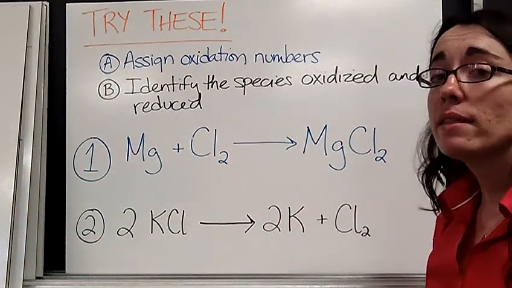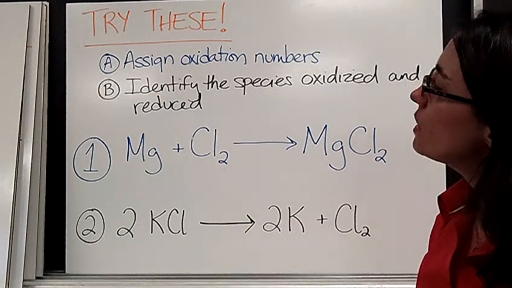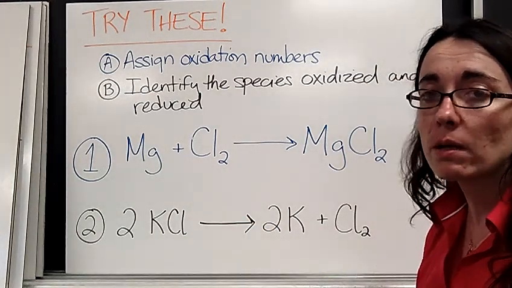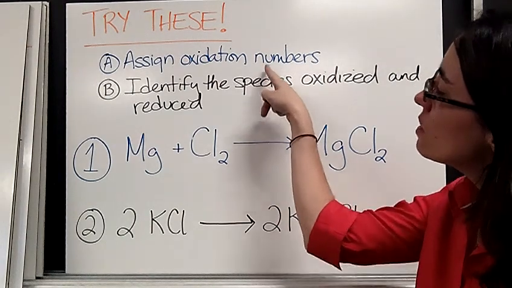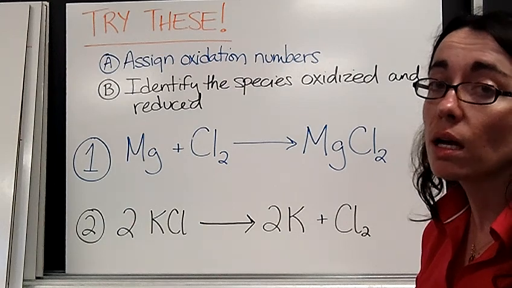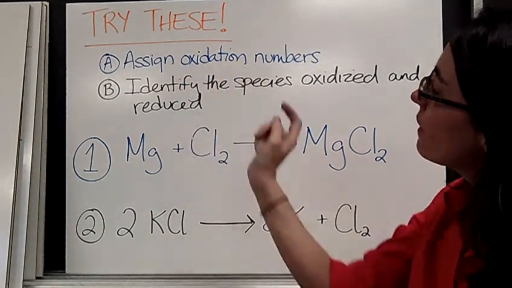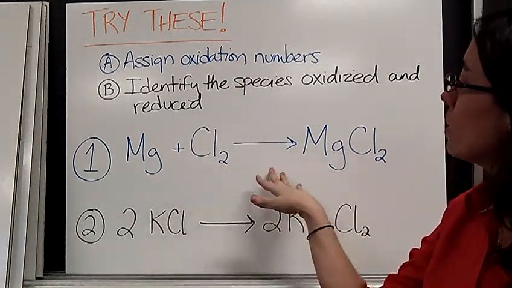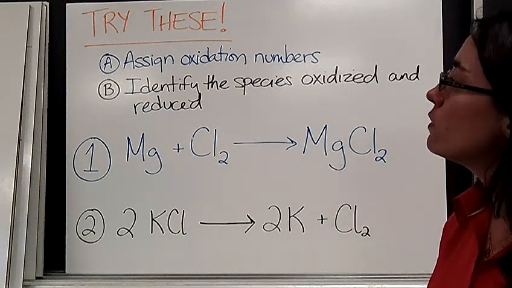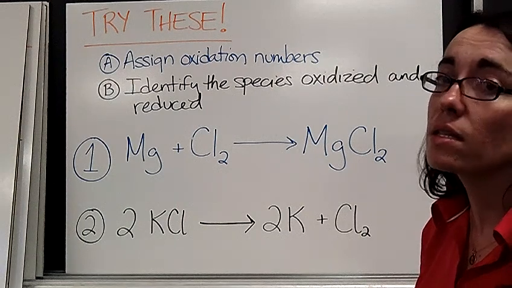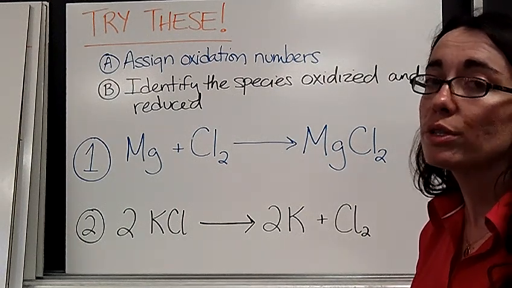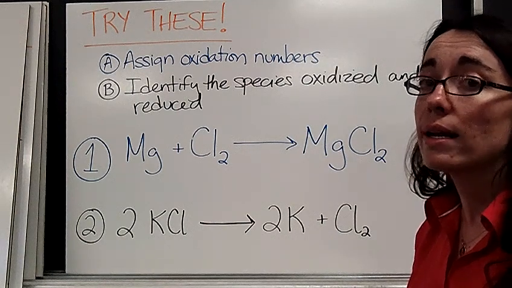All right, I think you're ready to try a couple. I would like you to copy down both of these reactions onto a piece of paper, and I'd like you to do these 2 steps right here for both. Bring it in tomorrow and we'll see what has gone on. You're going to assign the oxidation numbers for all of the different particles. Then see if you can identify the species that gets oxidized and the species that gets reduced. Good luck, and I'll see you tomorrow.